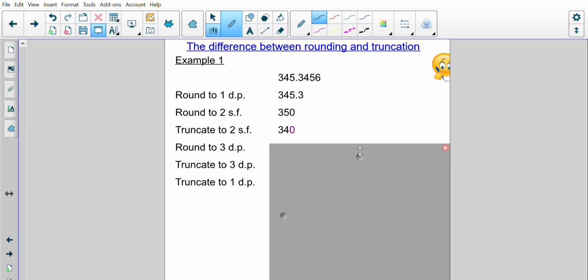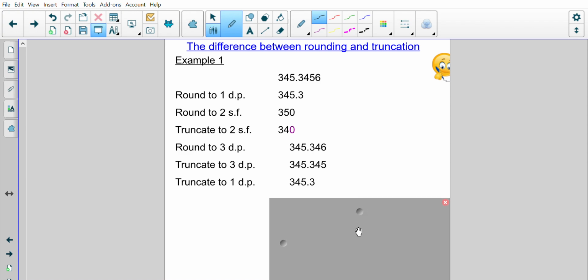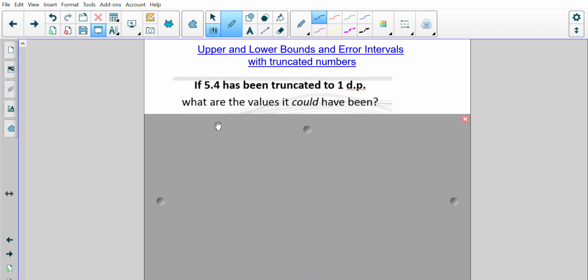Rounding to 3 decimal places, we round up, so we end up with 345.346. However, truncating to 3 decimal places, we simply take the final 6 off the end. Truncating to 1 decimal place would give us 345.3. Let's look at how this changes the upper and lower bounds.